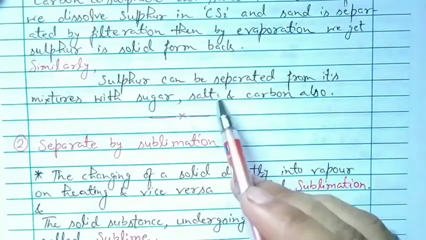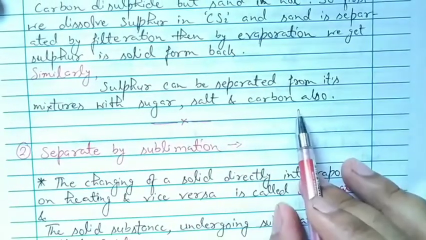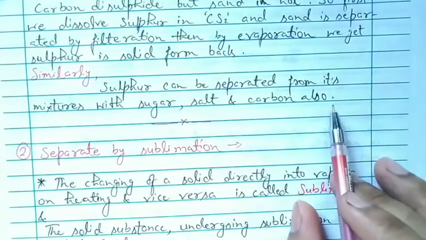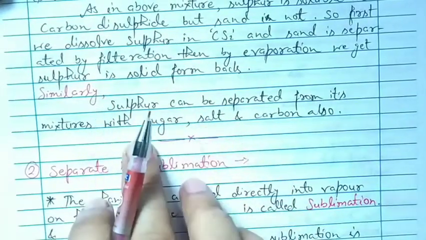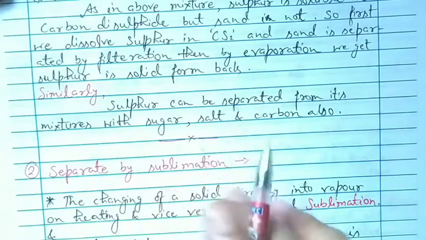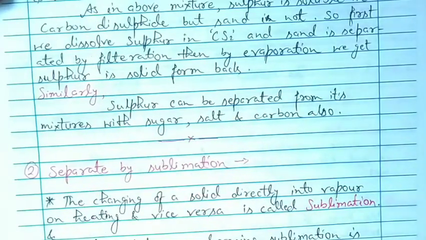Similarly, sulfur can be separated from its mixtures with sugar, salt and carbon also. Meaning from mixtures like sulfur plus sugar, sulfur plus salt, or sulfur plus carbon, we can get back the sulfur by this method.